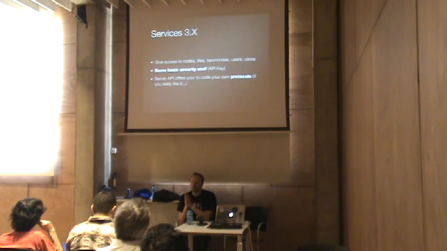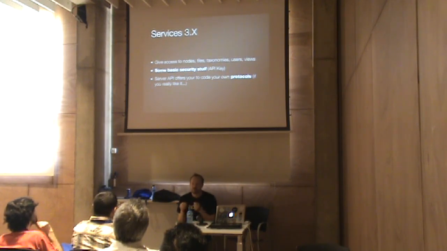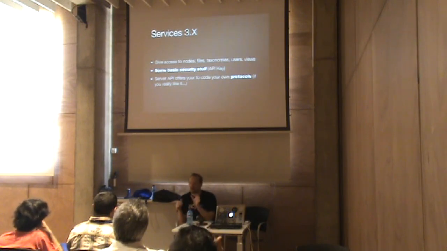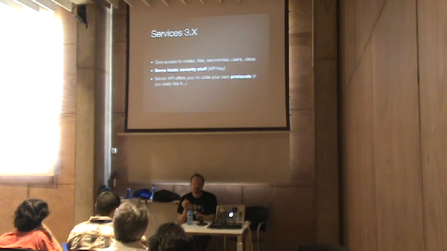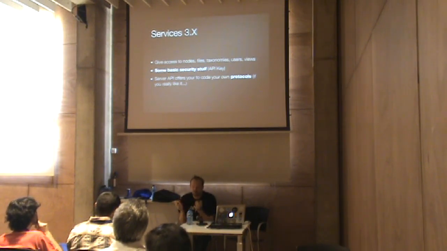So usually the easiest way is to enable services. Just enabling the services module, you get access to the nodes, files, taxonomies, users, views. That's really important. So for most of the time, you don't even have to code your services. You just create some views for that. And you have even some security stuff with API key. And you have server API that offers you to code your own protocol. So if you don't want to use JSON for any reason, or XML-RPC, you can do it yourself if you like it.